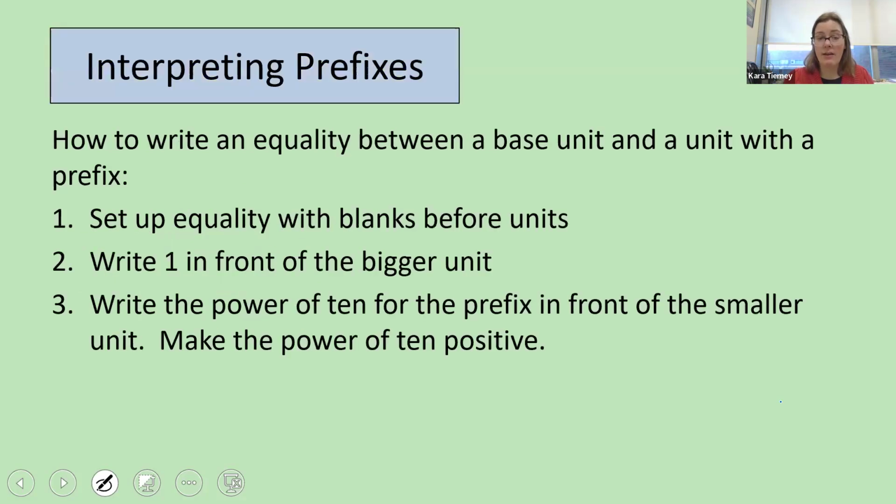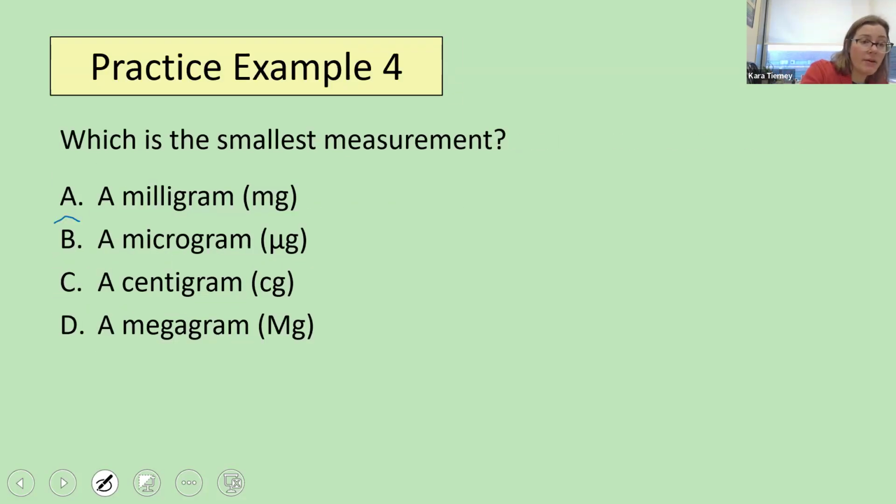If you said microgram, you were correct because microgram is the furthest down the chart. This is helpful for us because knowing, if we're comparing two units, which one's bigger is going to be very important for writing an equation to relate two units to each other. And that's the next skill we're going to work on.